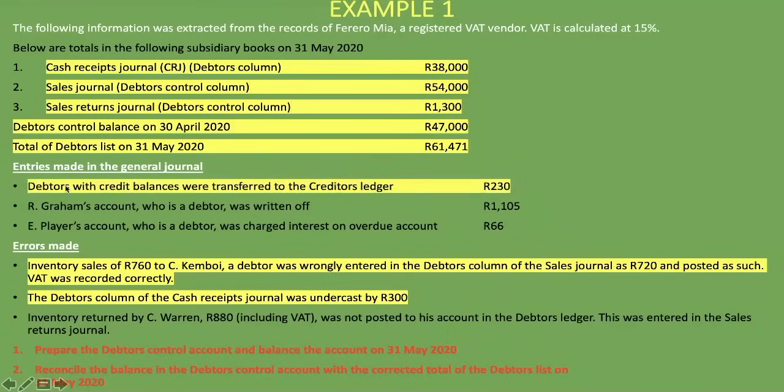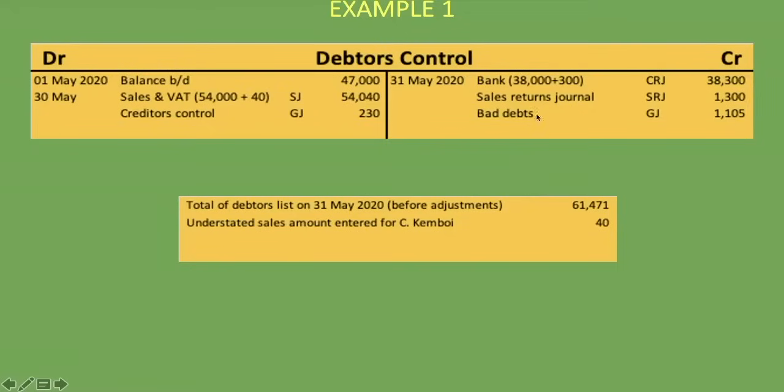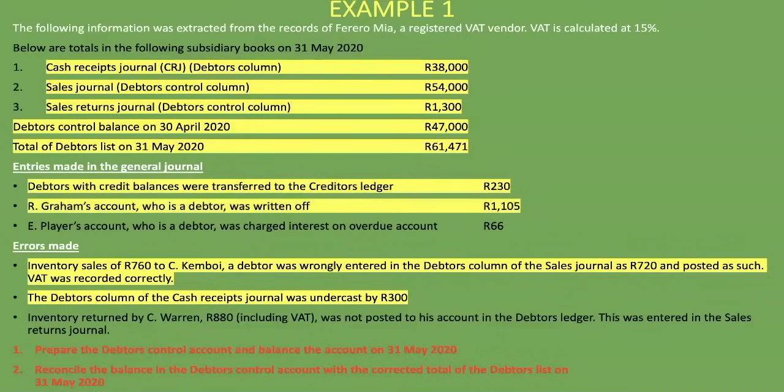We're told that R. Graham's account, who is a debtor, was written off. So this guy's account was written off. That is bad debts. Now, I hope you know about bad debts. That's an easy one. You just put it on the credit side of the debtors control account because it's reducing our debtors. Whenever you write off a debtor's account, it reduces your debtors. So we're going to put in the 1,105. So we put it on the credit side and we write bad debts, and obviously that's the general journal, and we put the 1,105 rand. And we go back and we highlight that one. And then we move to the next one.